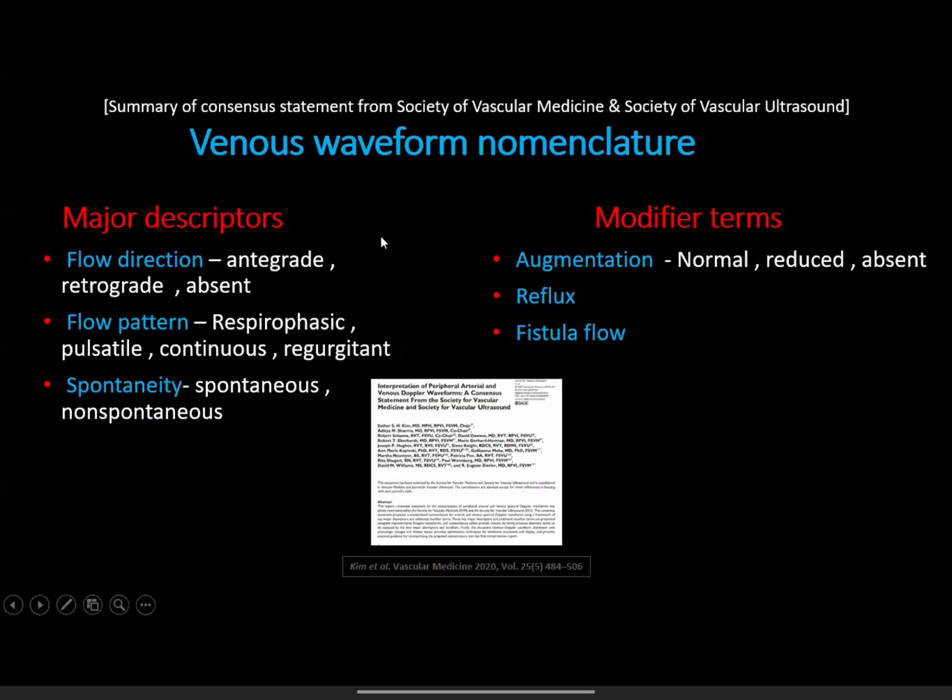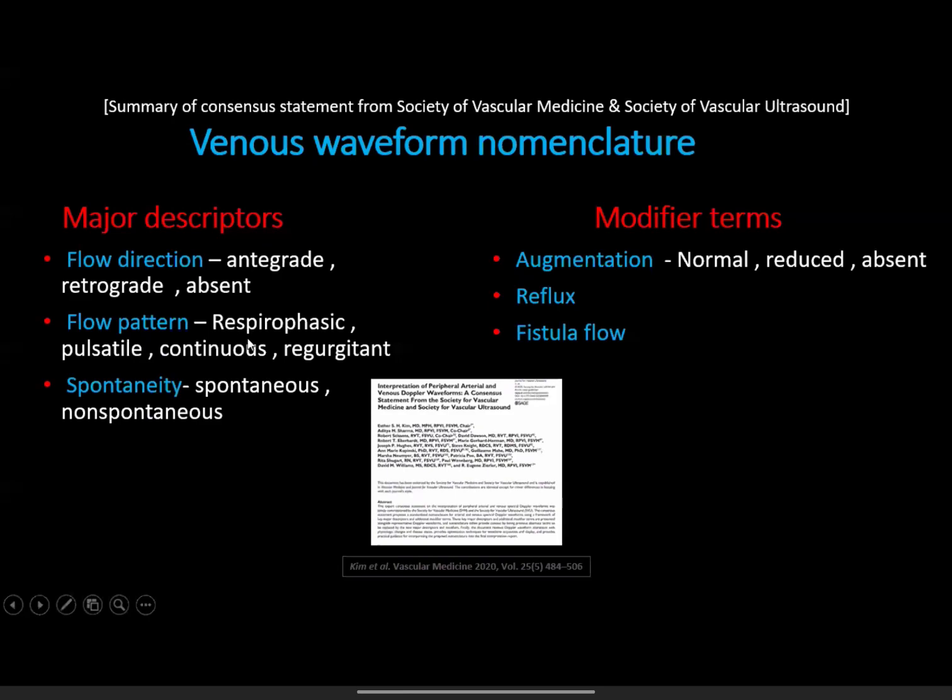In venous waveform nomenclature, we have measured descriptors: first, the flow direction descriptor, another is flow pattern, and spontaneity of the flow. Flow direction indicates antegrade flow. Antegrade flow means the normal direction of blood flow, that is from distal to proximal, or the flow is in the reverse direction, that is retrograde, from proximal to distal, or flow is absent.